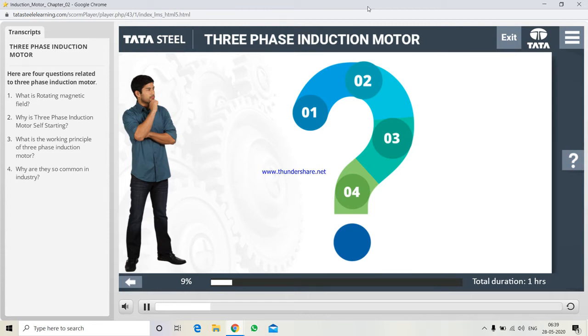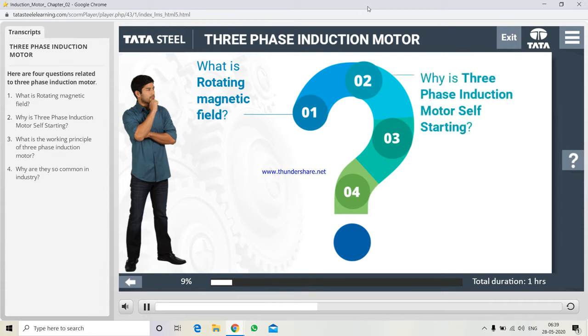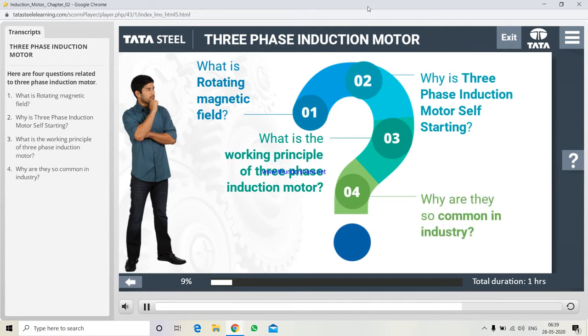Here are 4 questions related to three-phase induction motor. First, what is rotating magnetic field? Second, why is three-phase induction motor self-starting? Third, what is the working principle of three-phase induction motor? And fourth, why are they so common in industry? Click each to know the answer.